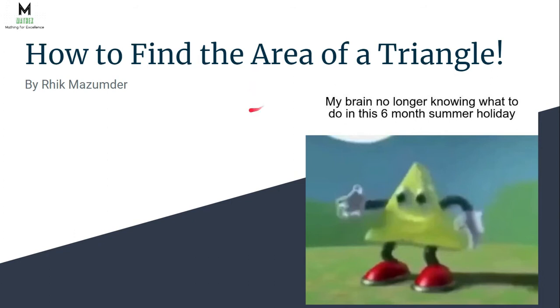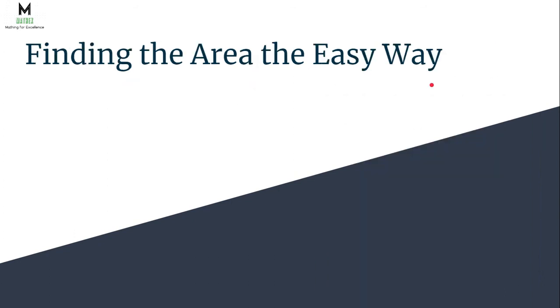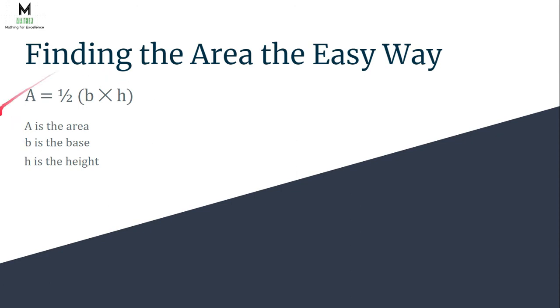So let's start. This first way is probably the easiest, and most of you should already know it. The formula we'll use to compute the area of a triangle is area equals 1/2 base times height, where A is the area, B is the base, and H is the height. Most of you should know this formula, as it's taught really early on to most students.